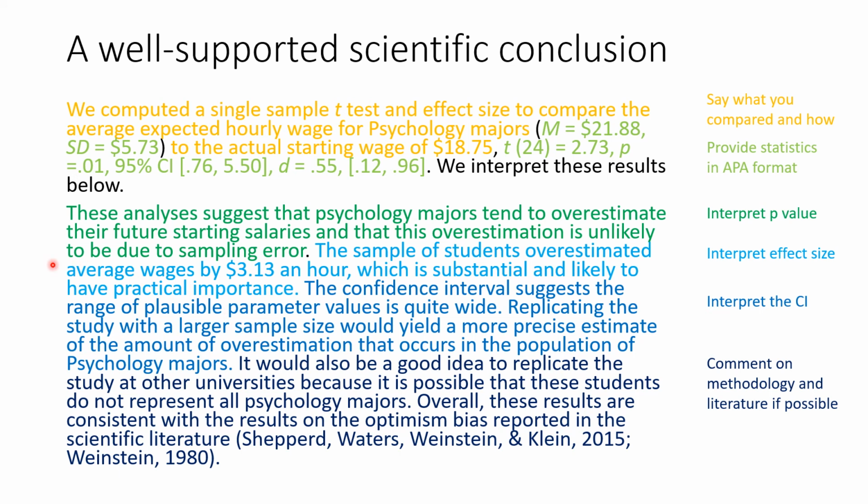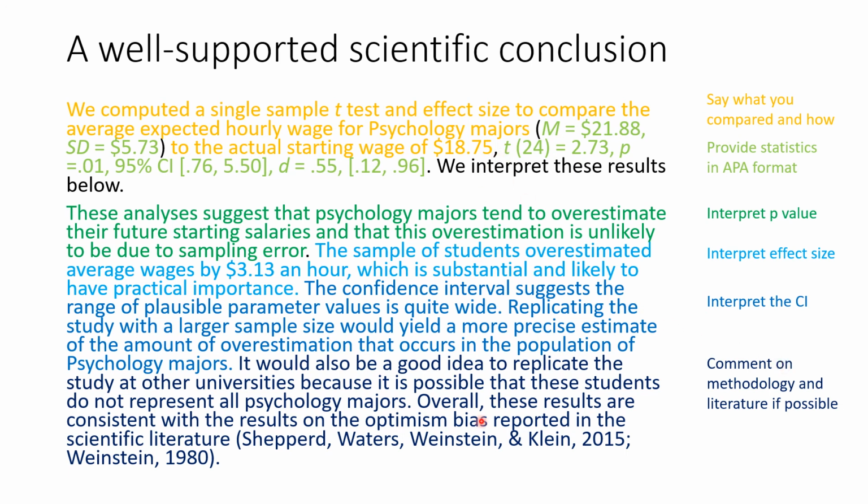Every scientific conclusion in this class should have 6 things in it. You need to say what you compared and how you compared it. You need to report the statistics, not statistical parameters, that doesn't make sense. You need to report the statistics in APA format. You need to interpret the p-value, interpret the effect size, interpret the confidence interval, and then you need to comment on the methodology and the literature to the extent that you are able to do so.